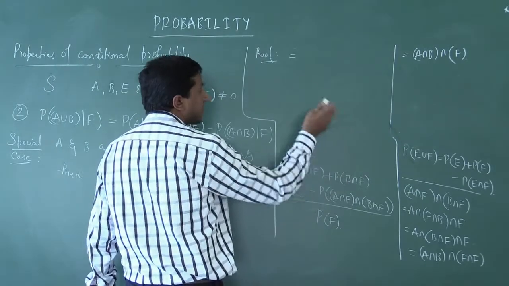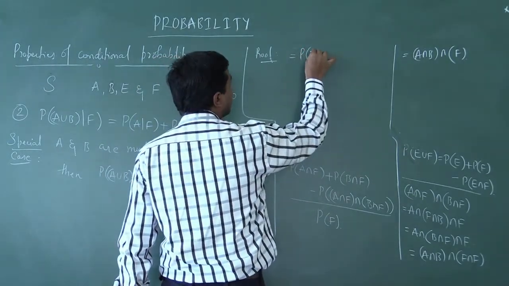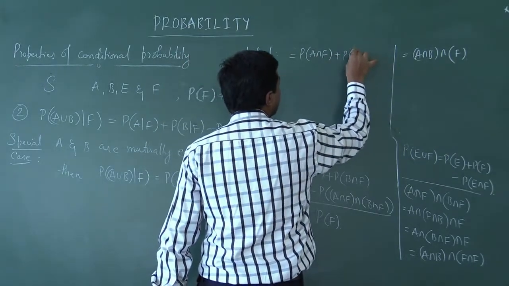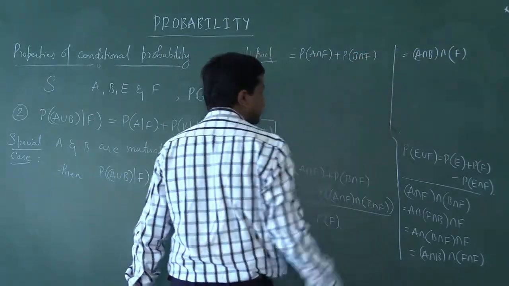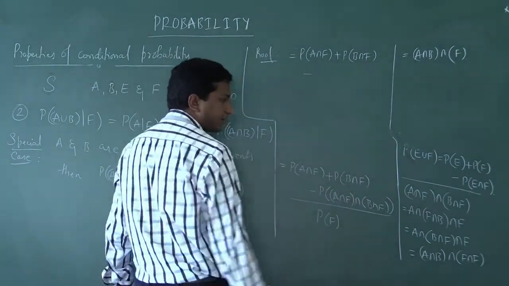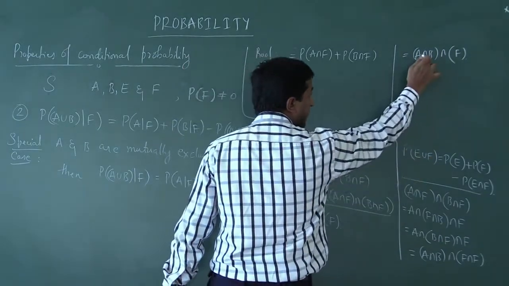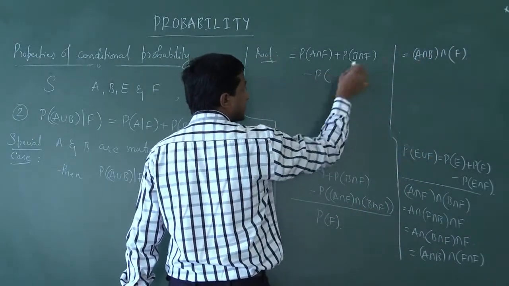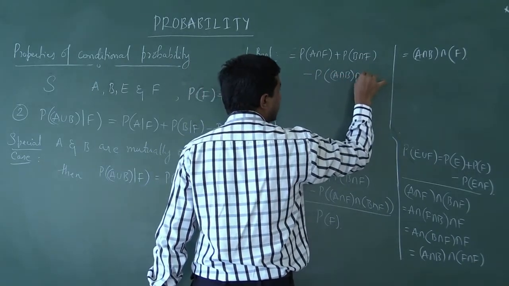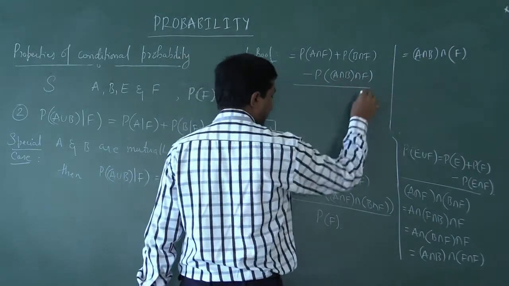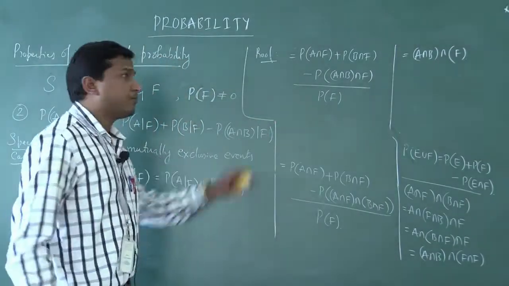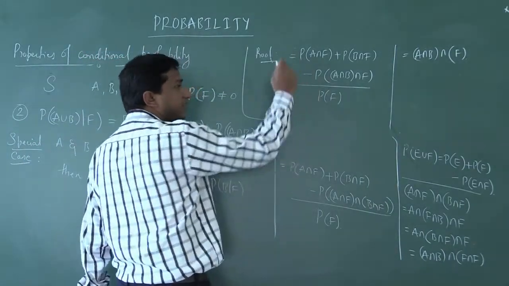These two terms I write as it is, P of A intersection F plus P of B intersection F, minus, in the place of A intersection F intersection B intersection F, I can write this. So this becomes P of A intersection B intersection F whole divided by P of F as it is. Okay, moving on further, I can split the terms.